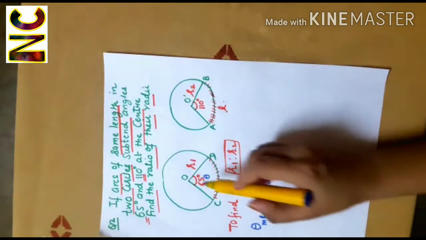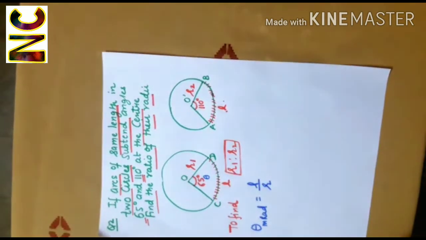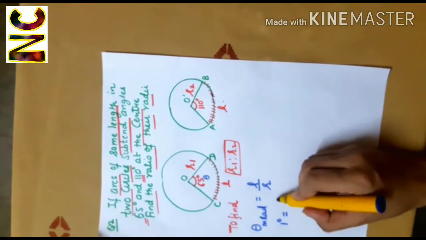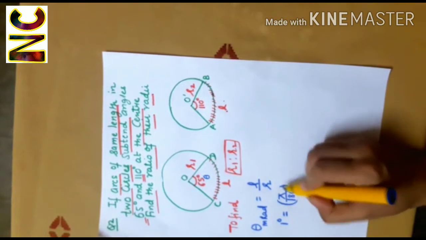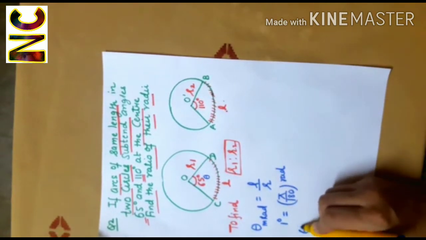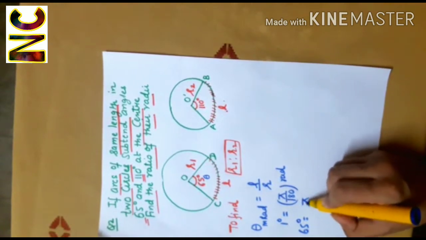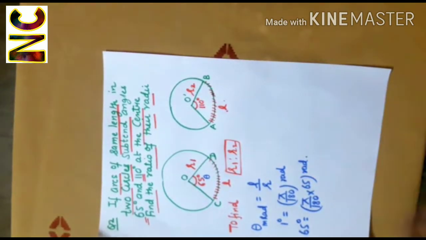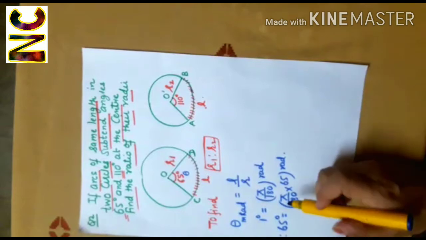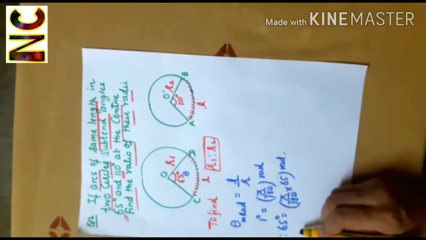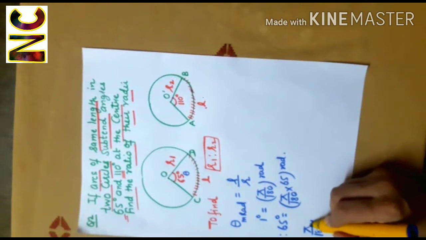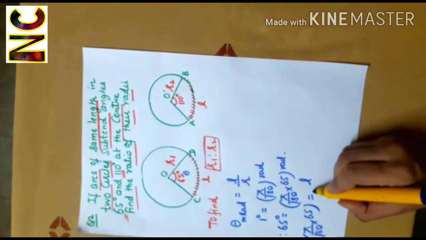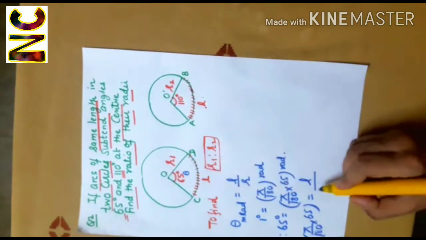So first I'll convert this theta into radians. 1 degree is equal to pi over 180 radians. So 65 degrees will be pi by 180 into 65 radians. Now we put the value here. So theta is pi over 180 into 65 radians. Length of the arc is L and radius is R1.